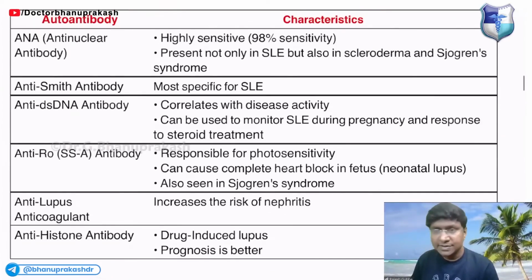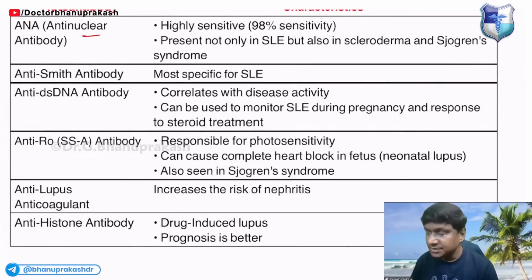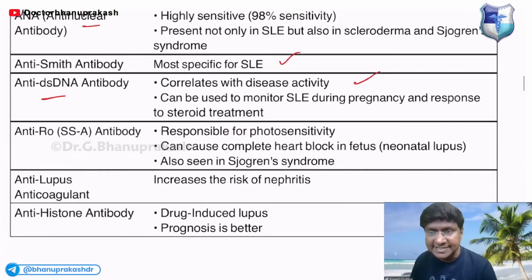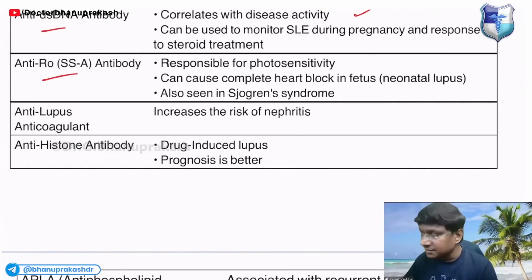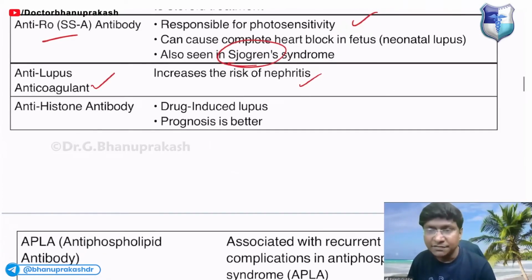Right. So the antibodies: anti-nuclear antibody is highly sensitive. Anti-Smith is more specific for SLE. Anti-dsDNA will correlate with the disease activity. Anti-Ro antibody is responsible for the photosensitivity, and it will also cause complete heart block. The other condition where you will have anti-Ro is Sjogren syndrome. Lupus anticoagulant: there is increased risk of nephritis and increased chance of abortion.